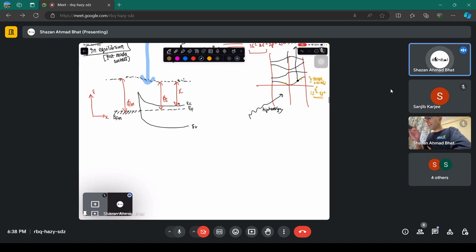It is just the energy difference between the E vacuum and the conduction band of the semiconductor. But this is a material property. You cannot change it.